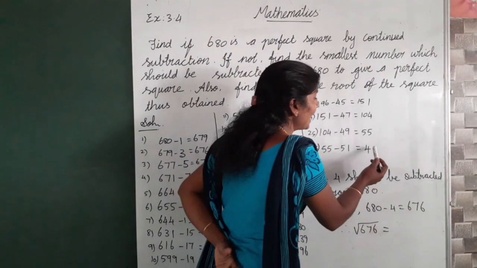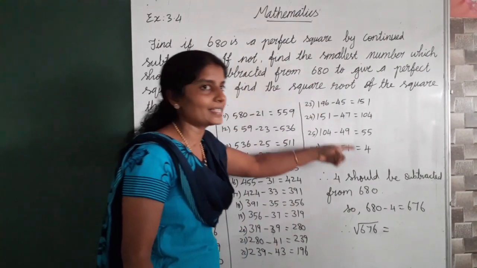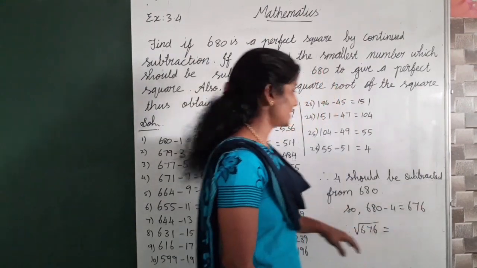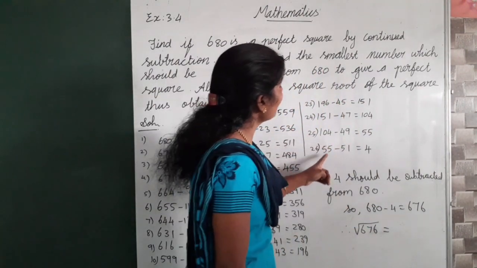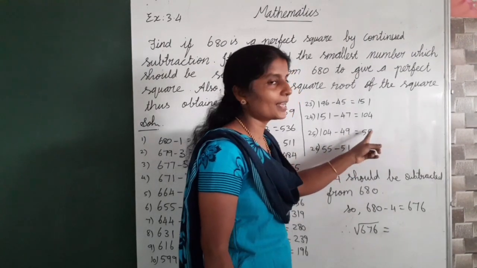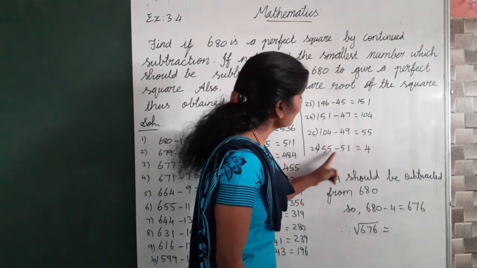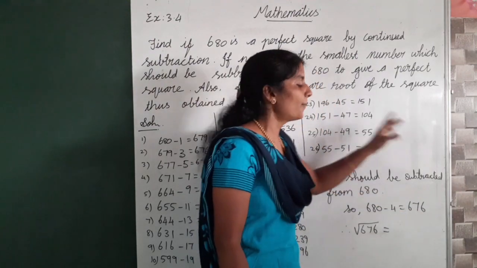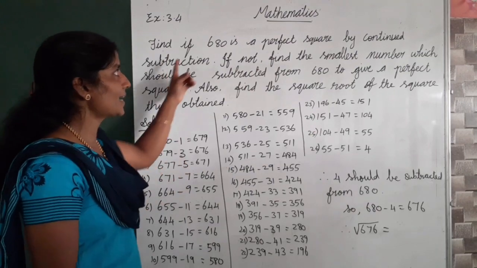Now, clear. This 4 should be subtracted from 680, which means we will get 676. If we have 676, then here 55 minus 50, we will get 54, isn't it? Then 51. Minus 4 means 1, 51. 51 minus 51 is 0. So 676 is a perfect square. We should subtract it from 680.